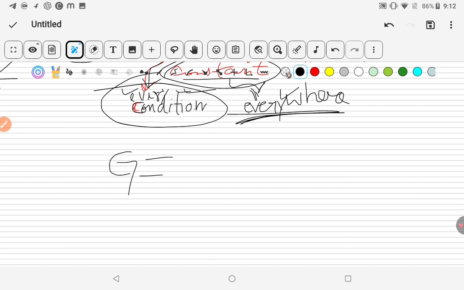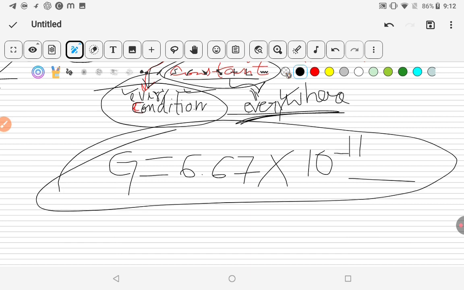The value of G is equal to 6.67 into 10 power minus 11, and whatever the SI unit is, we write it, wherever we are using the value of G.